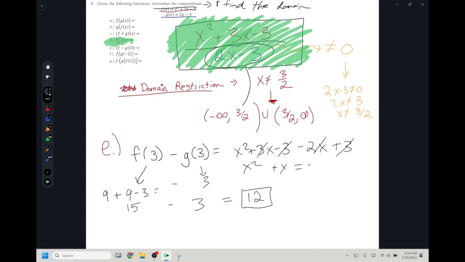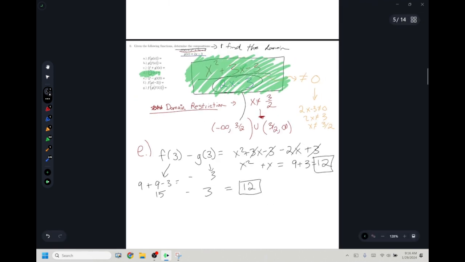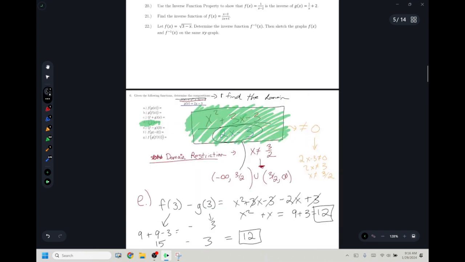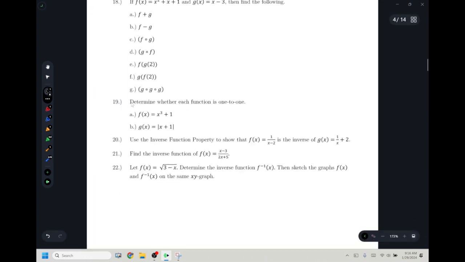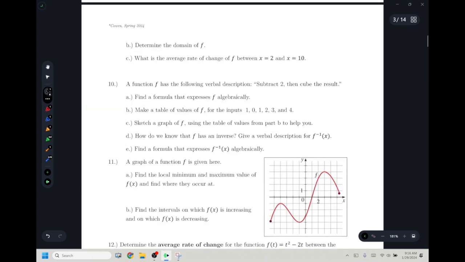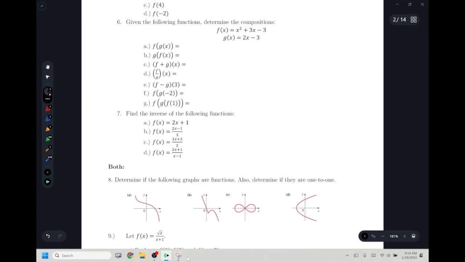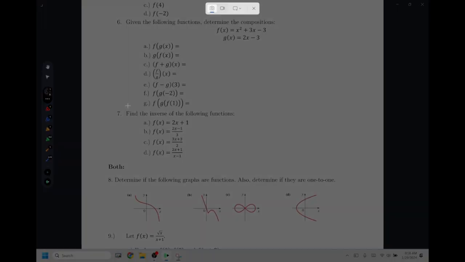And then if you plug in 3, you would get 9 plus 3. Okay. So, either way. Can you do the inverse? Yeah. What problem is that? The inverse is 7. Can you do 17, please? Sure thing. Oh, yeah. This is fun.